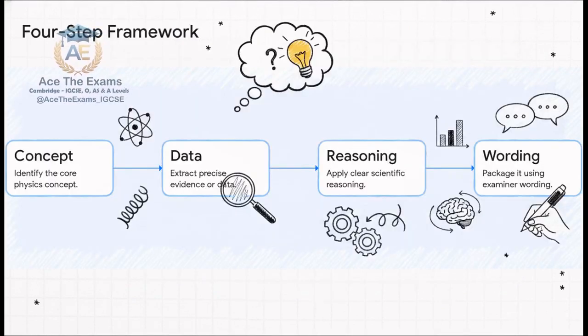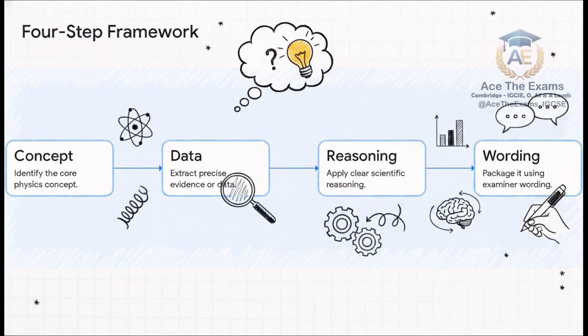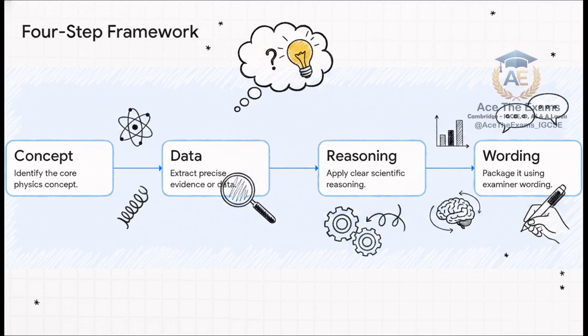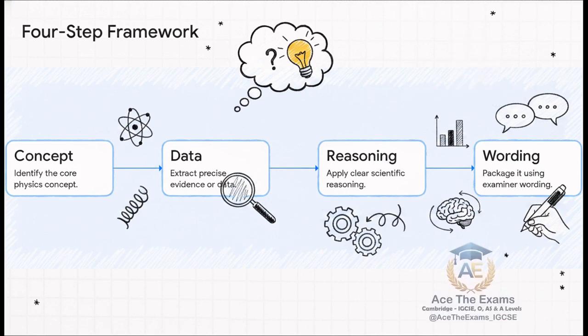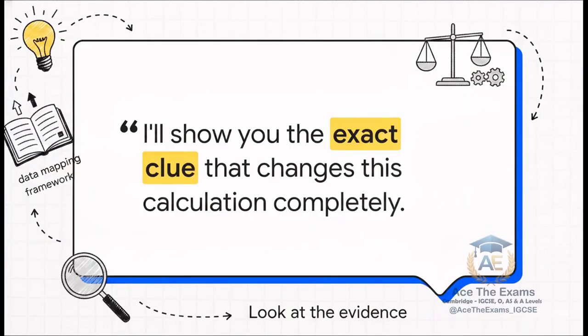To totally bulletproof your answers, we need to apply a specific 4-step framework to every single data interpretation question. Step 1, identify the core physics concept. Step 2, extract the precise evidence or data from the source. Step 3, apply crystal clear scientific reasoning to connect that data to the concept. And finally, Step 4, package the whole thing using exact examiner wording. If you just filter your exam panic through this system, I promise you, you will never leave an easy mark on the table again.